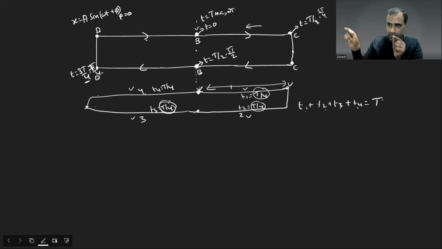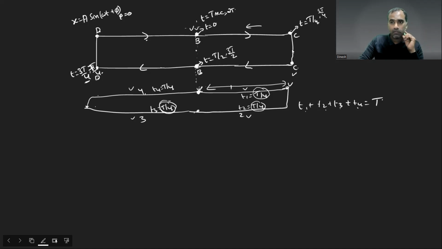From extreme position, you are coming to mean position. But while coming from C to B, initially, you are traveling in the left side direction. And I'm talking about right side, positive direction. C to B and then B to D and then D to B. I'm talking about this total time from C to B. This total time, these three paths I'm talking about. 3T by 4. 3T by 4. Hope you're understanding. Yes.